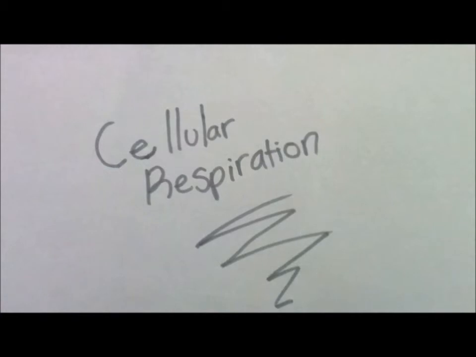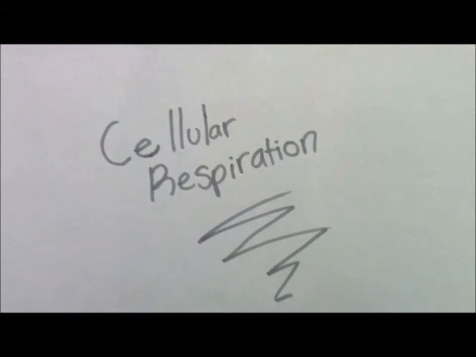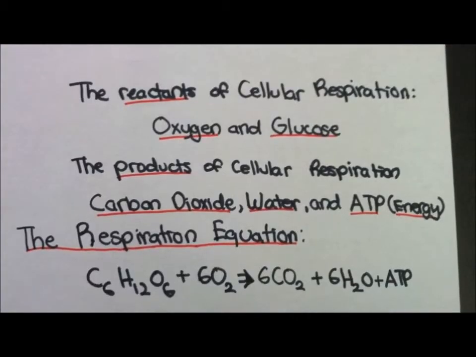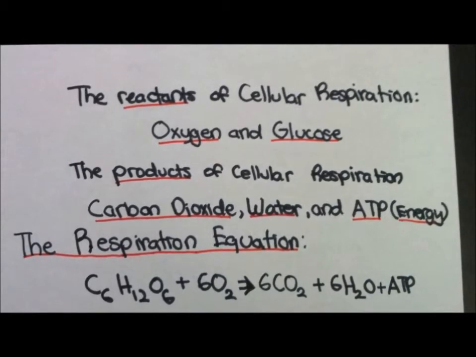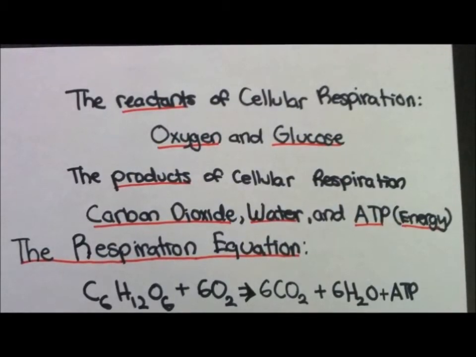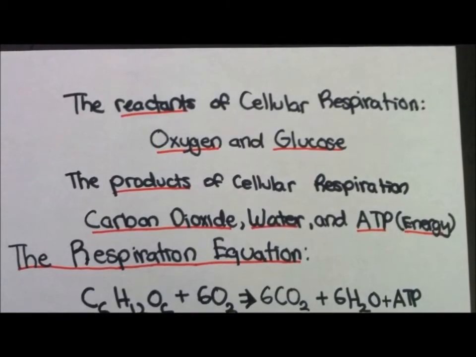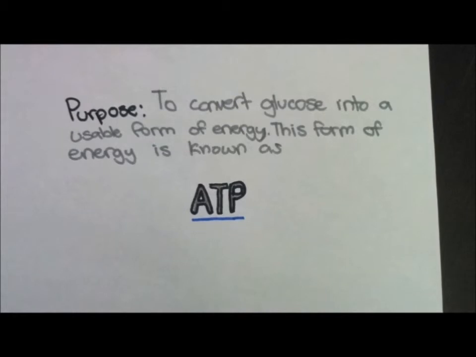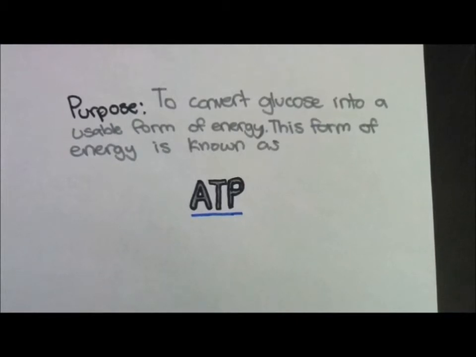Cellular respiration. The reactants of cellular respiration are glucose and oxygen. Here's the equation for cellular respiration. C6H12O6 plus 6O2 yields 6CO2 plus 6H2O plus energy. The purpose of cellular respiration is to convert glucose into a usable form of energy. This form of energy is known as ATP.